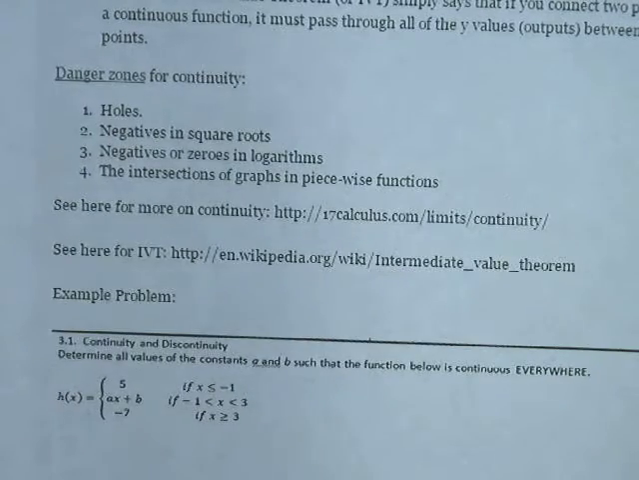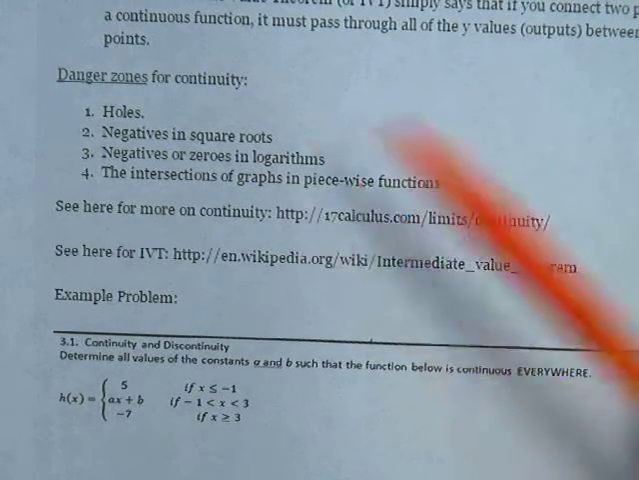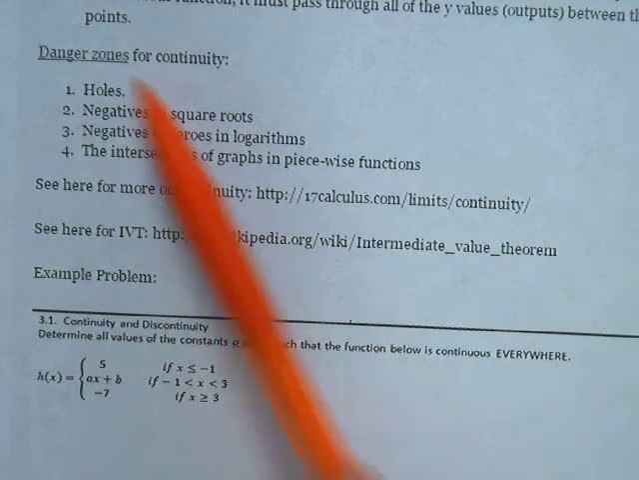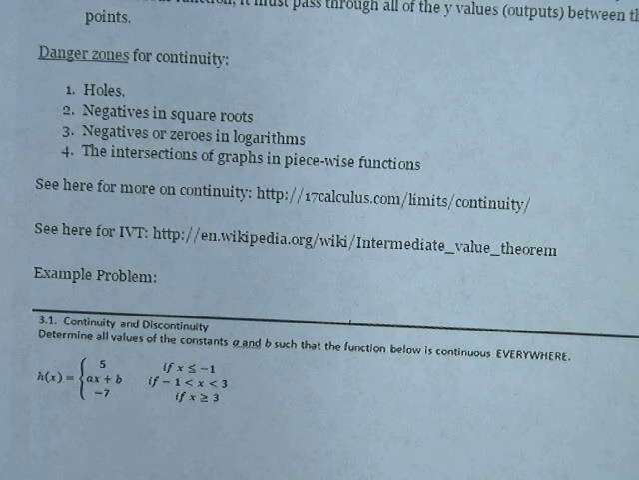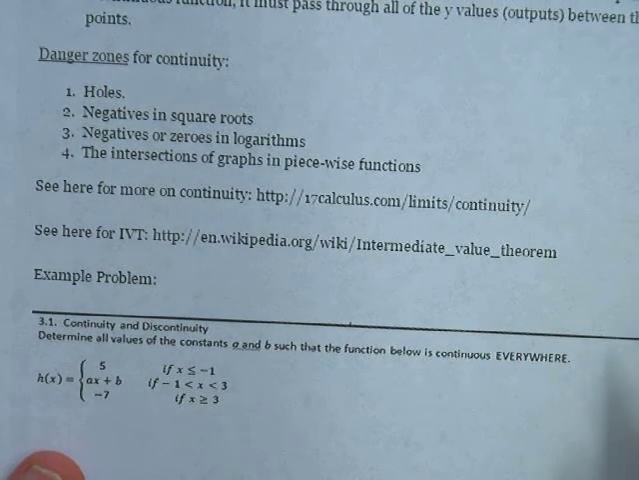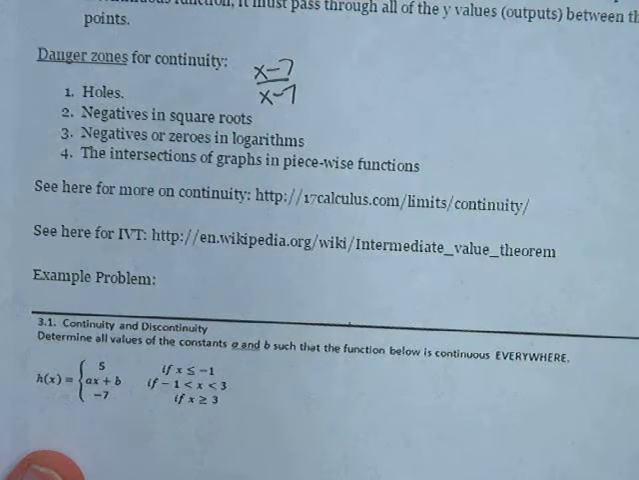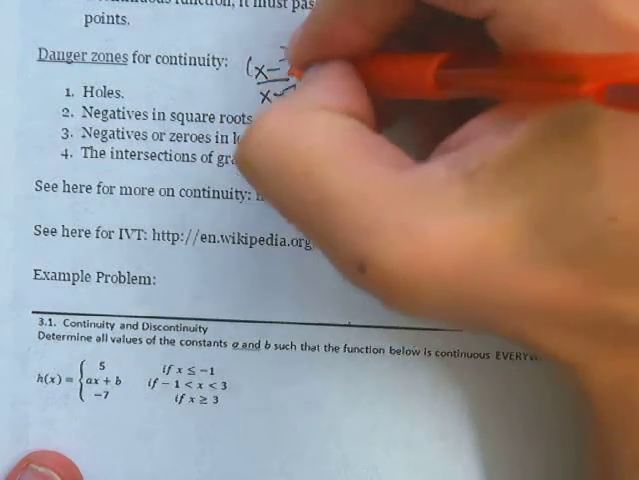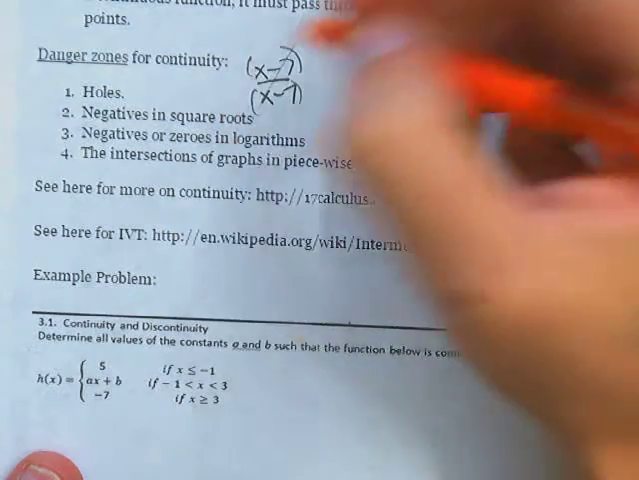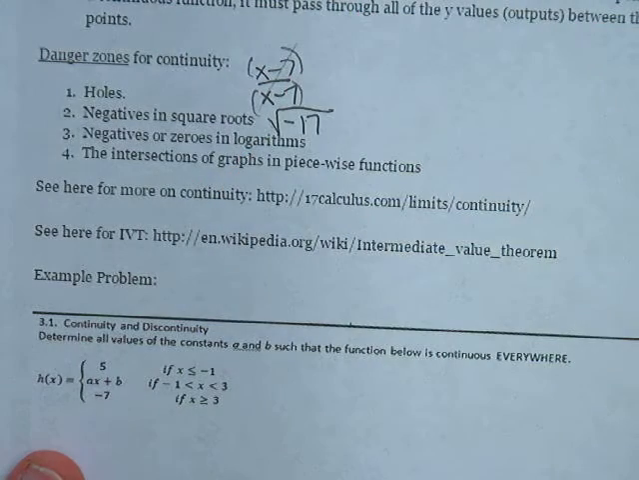The danger zones are holes, negatives in square roots, negatives or zeros in logarithms, and the intersections of graphs and piecewise functions. You need to check for all of these and see if it's all good or not when you're solving continuity problems. Holes look like this, like a factor that cancels out on the top and bottom. Negatives in square roots, that would be a problem.